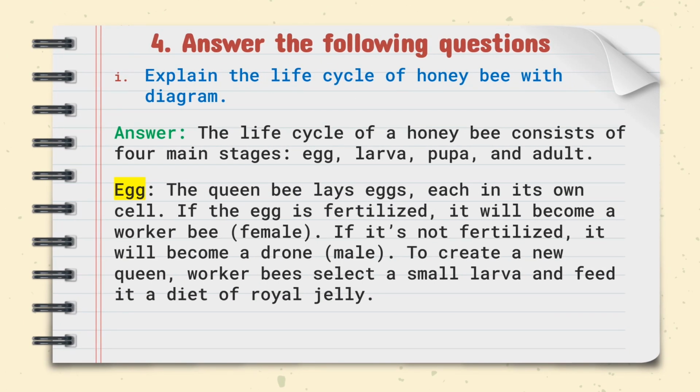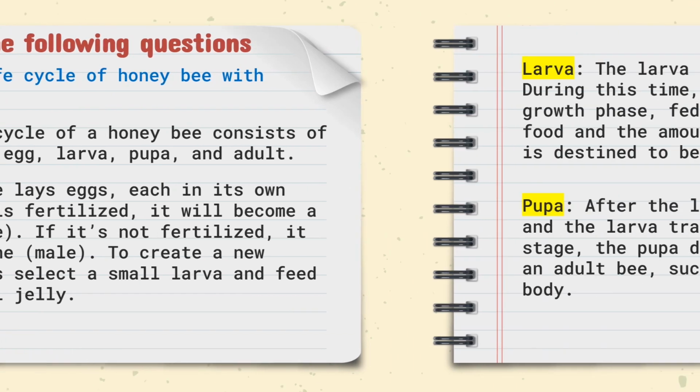13. Explain the life cycle of a honeybee with a diagram. The life cycle of a honeybee consists of 4 main stages. Egg. The queen bee lays eggs, each in its own cell. If the egg is fertilized, it will become a worker bee, female. If it's not fertilized, it will become a drone, male. To create a new queen, worker bees select a small larva and feed it a diet of royal jelly.